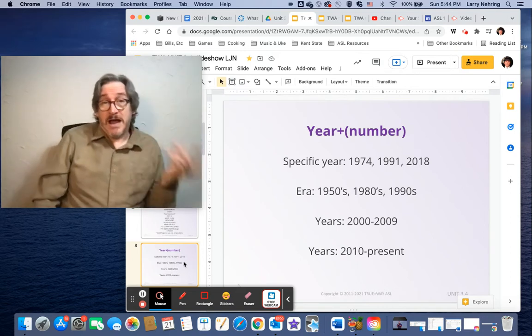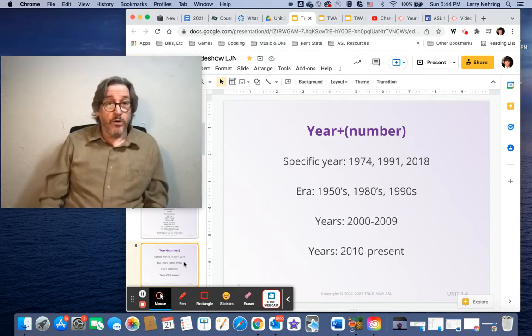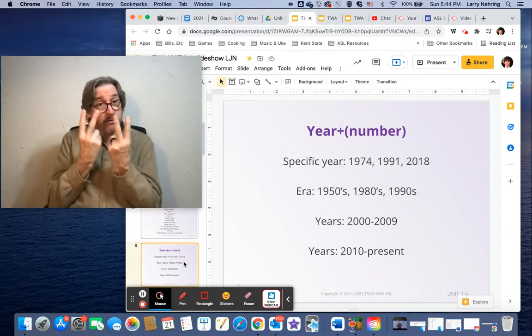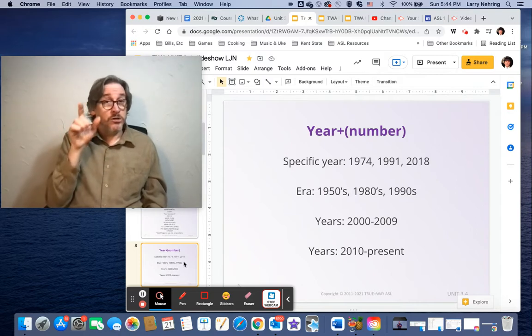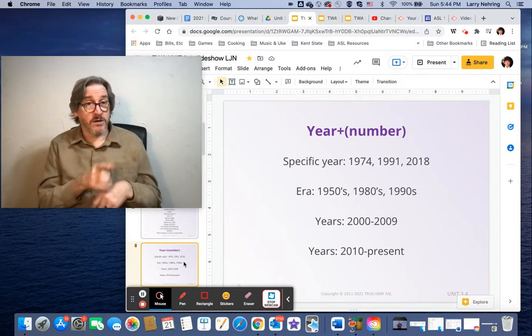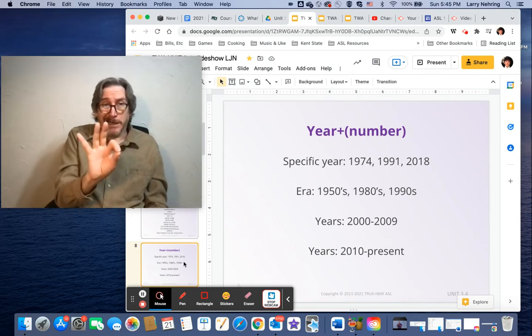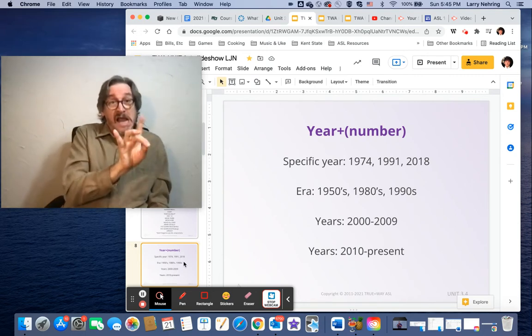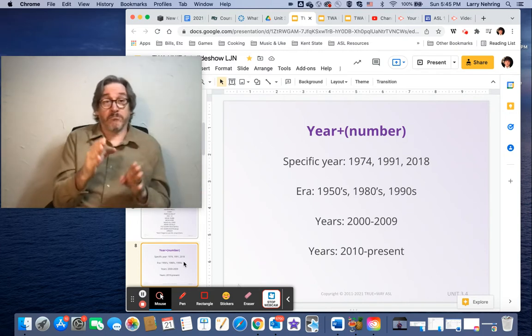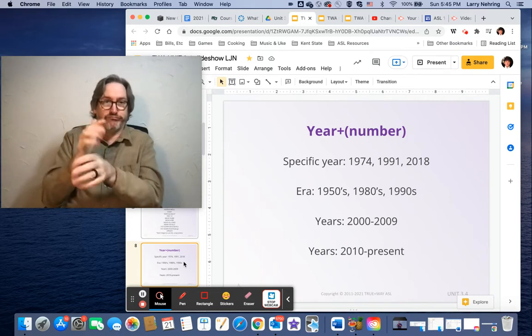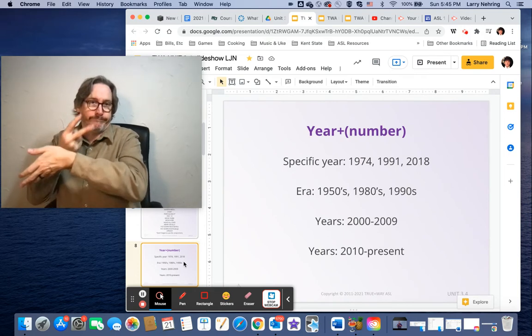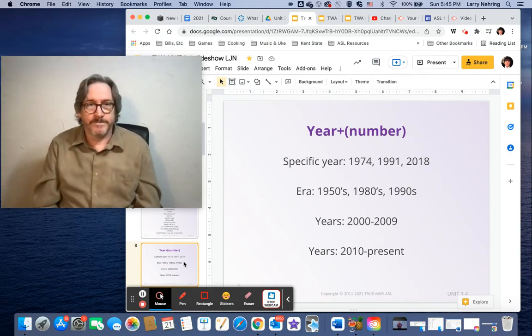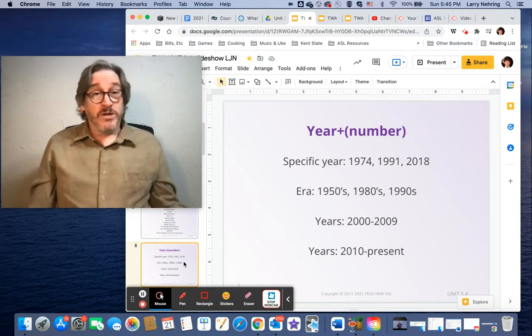Again, in class, we've gone over how to sign years, and you want to look because there's four numbers. We're going to do pairs. So 1974, 1991. So you can use that for those specifics. Same thing with years.